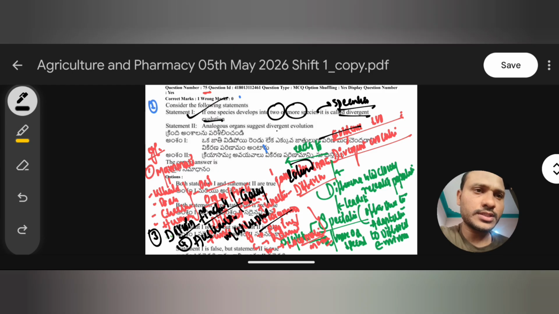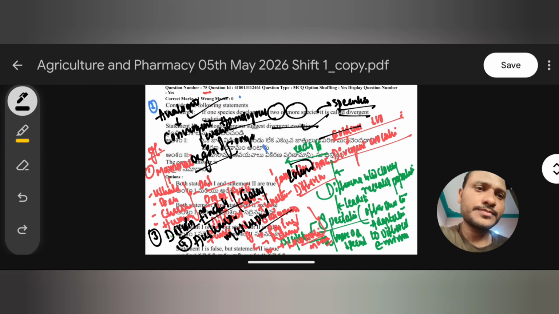Statement 2: analogous organs suggest divergent evolution. No. Which organ suggests divergent evolution? Homologous organs suggest divergent evolution. Then what do analogous organs suggest? Analogous organs suggest convergent evolution. In convergent evolution, the origin of the organ is different, but the function is the same in analogous organs. Remember. So statement 2 is wrong. Hence the right answer is the third option, in which statement 1 is correct but statement 2 is incorrect.